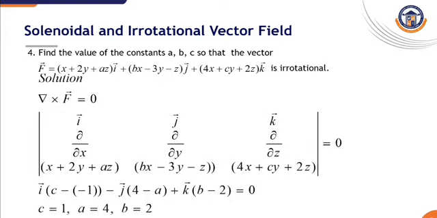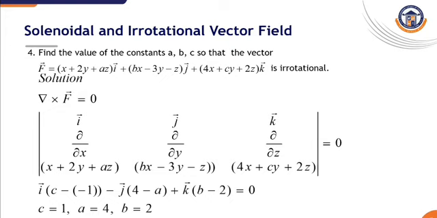Now the last one, the k vector component: the partial derivative with respect to x of bx minus 3y minus z is only b. Minus dou by dou y of x plus 2y plus az, which is 2. So we see the i vector component c minus of minus 1, minus j vector into 4 minus a, plus k vector into b minus 2, equal to 0.